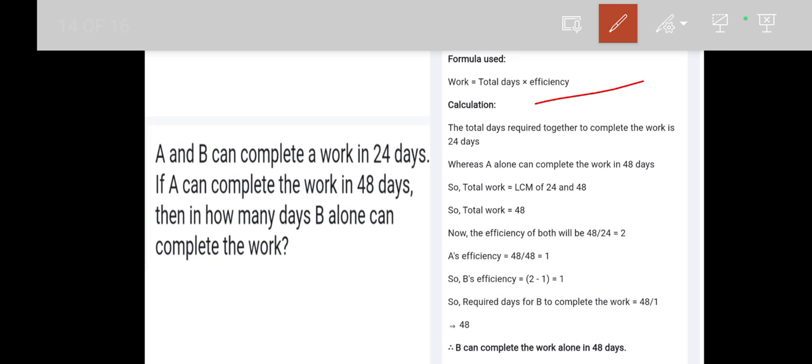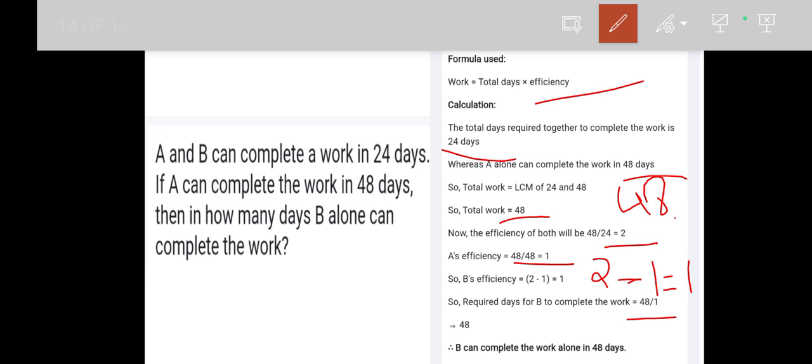Okay, so the total days required to complete the work by A and B is 24, whereas A alone can complete it in 48 days. So when you take the LCM of 48 and 24 days, you get 48 as the total work. Efficiency will be what? 48 divided by 24, which is equal to 2. The 2 is the efficiency of A and B together, whereas the efficiency of A alone, when the work is 48, is 1. So A plus B's efficiency is 2, and from that 1 is A's efficiency, so the remaining 1 will be B's efficiency. So it is work by efficiency, that is 48 divided by 1, which is equal to 48. So B also takes 48 days to complete the work.